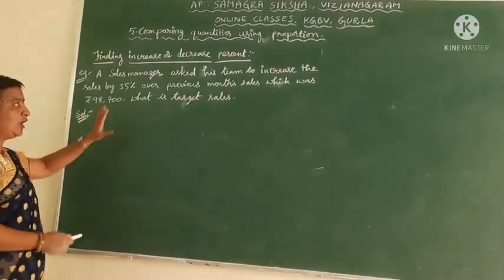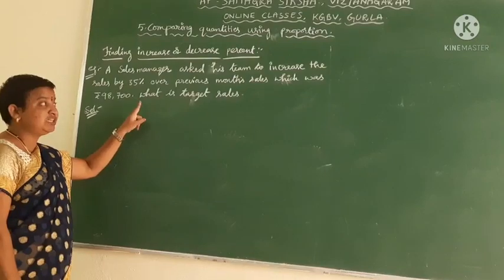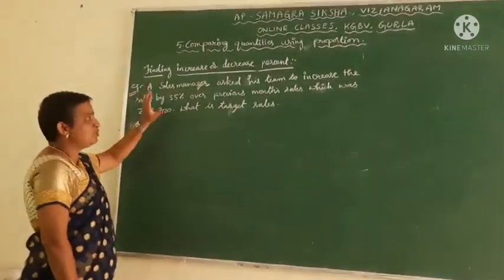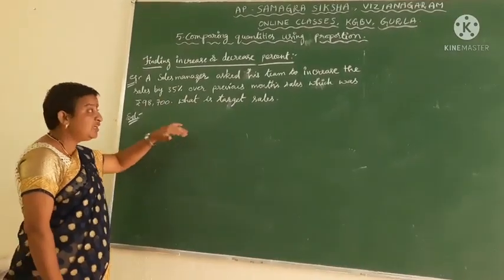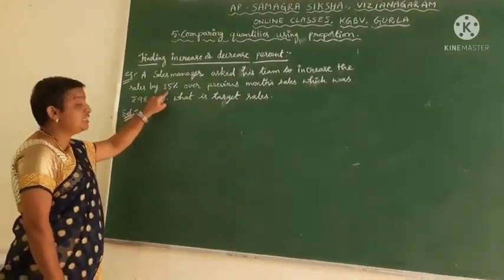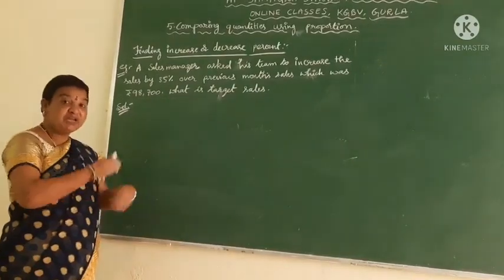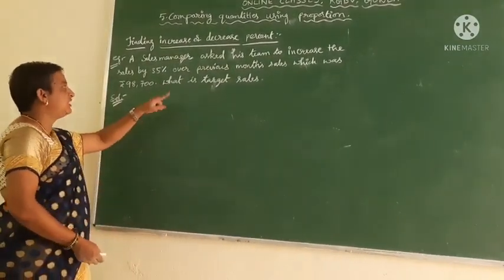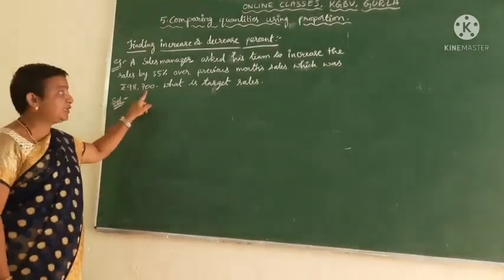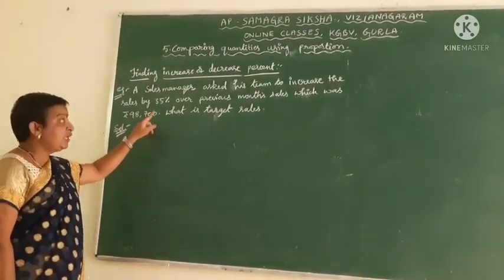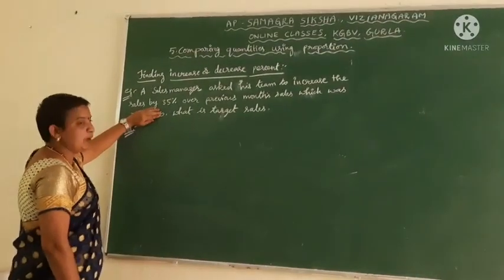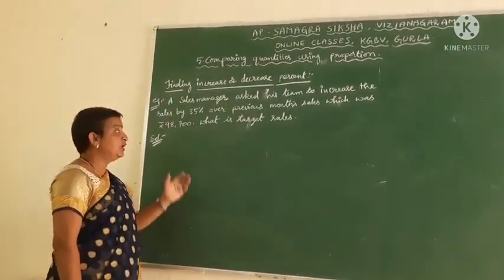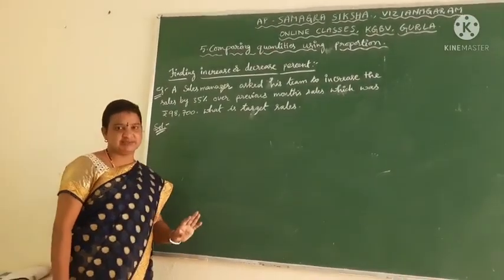Okay, I already told you, you have to read the problem very carefully. Here a sales manager asked his team to increase his sales by 35% over the previous month's sales. In the previous month their sales was rupees 98,700. He wants to increase this amount by 35%. So what is the target sales?